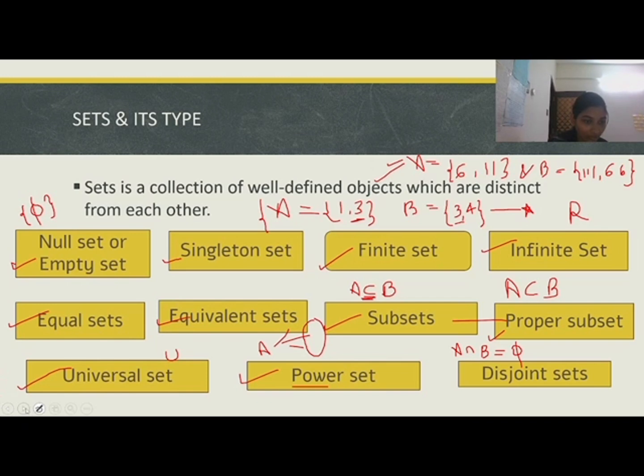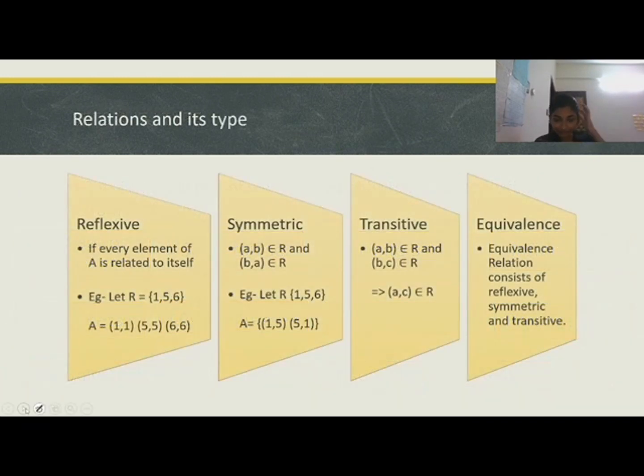Now moving on to relations. Like how we are studying for sets, there are various types. Similarly for relations also we have lots of types. I have considered the few most basic, most important ones. So we'll study them one by one.